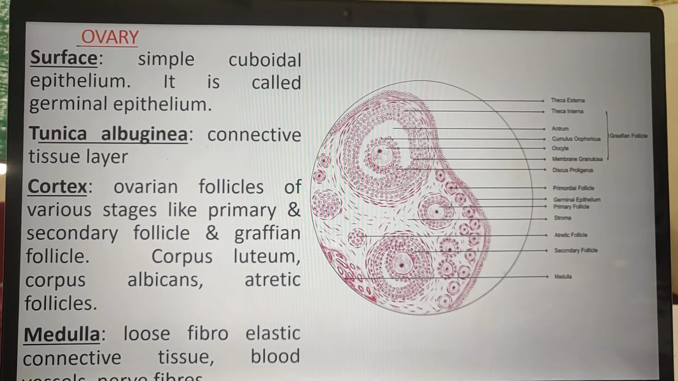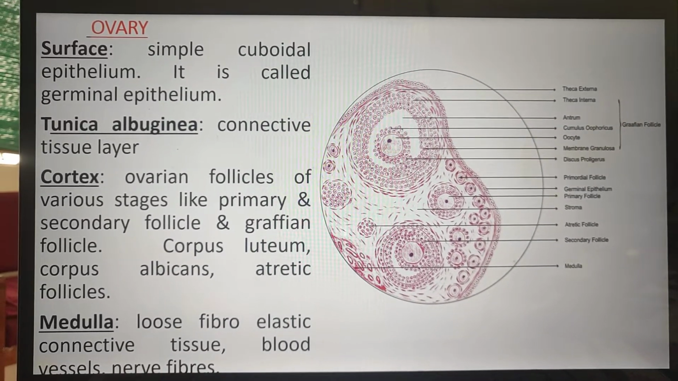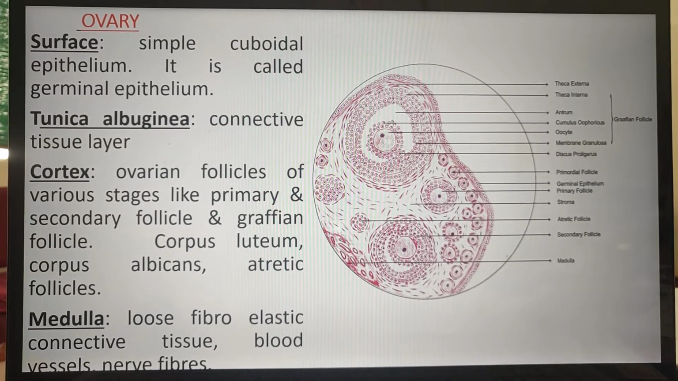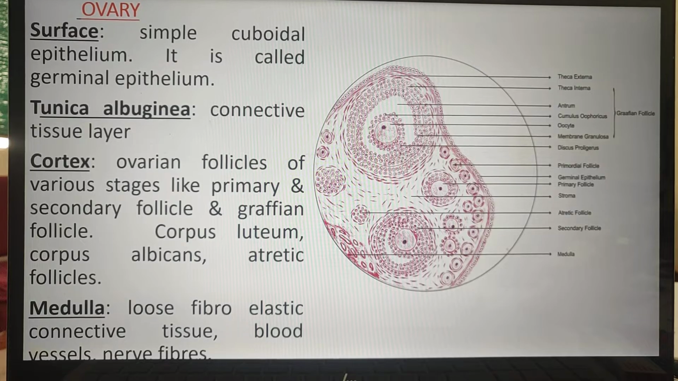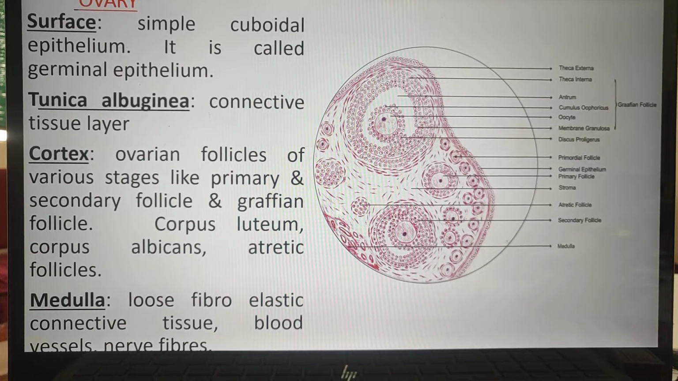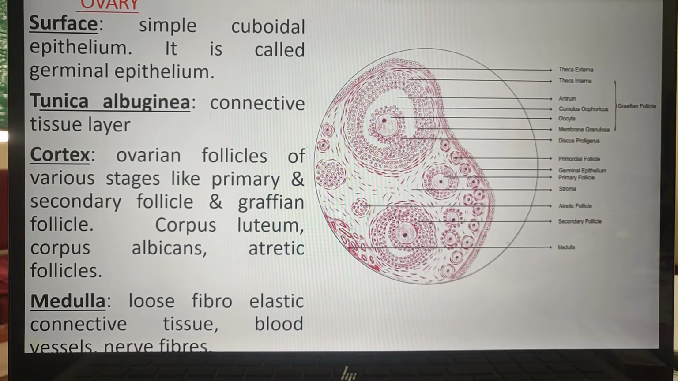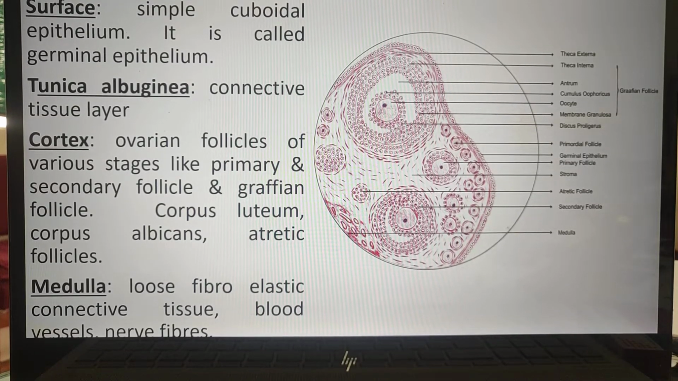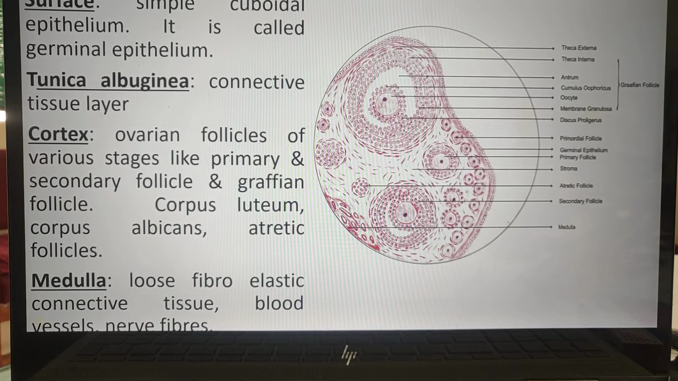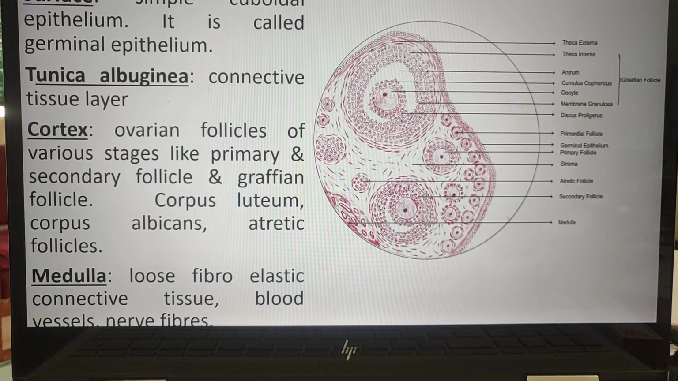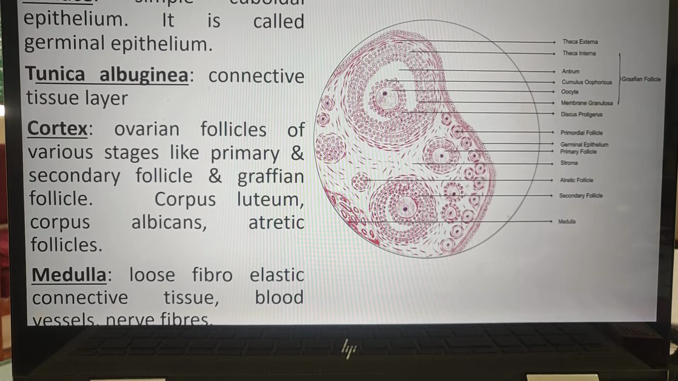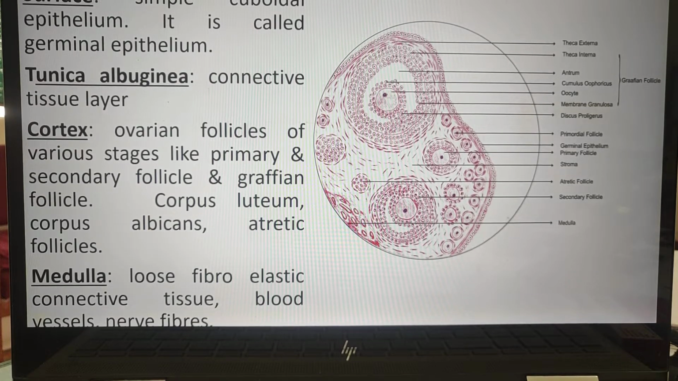Today we will discuss the ovary, histology of the ovary and female genital organs. The ovary is the primary female genital organ and its surface is lined by simple cuboidal epithelium. It is also called the germinal epithelium. Tunica albuginea is the outer covering. It is made up of connective tissue. The ovary has two main parts, cortex and medulla.